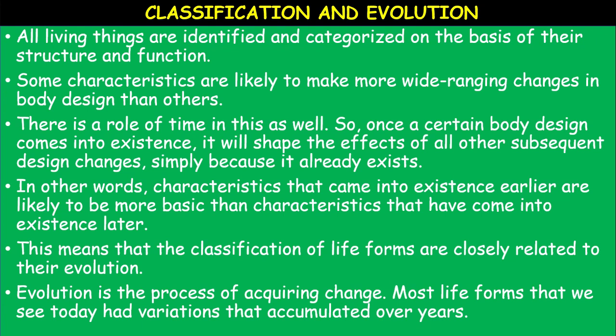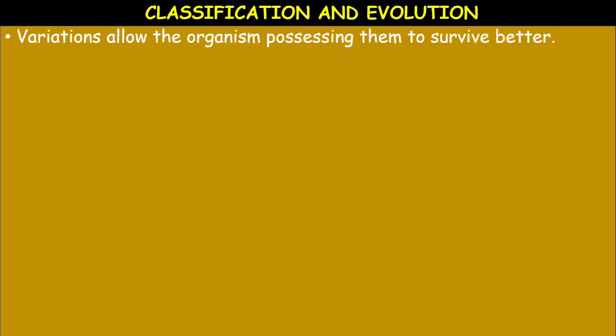Most life forms that we see today had variations, changes that accumulated over years. Children, evolution is a process of acquiring change. Next, the variations allow the organism possessing them to survive better.